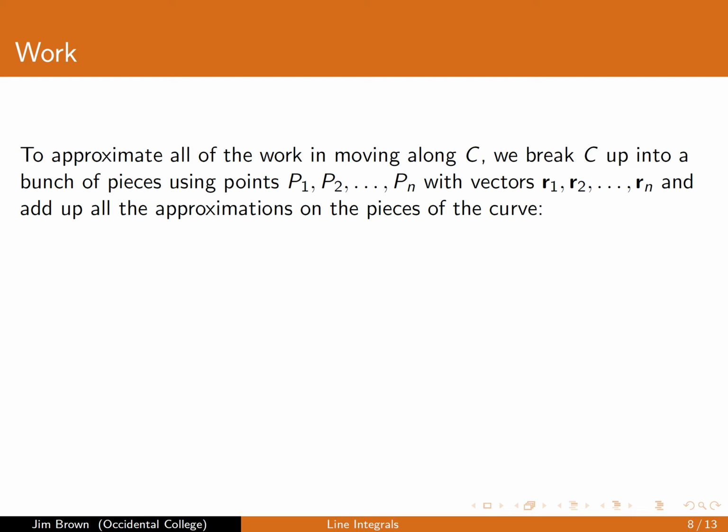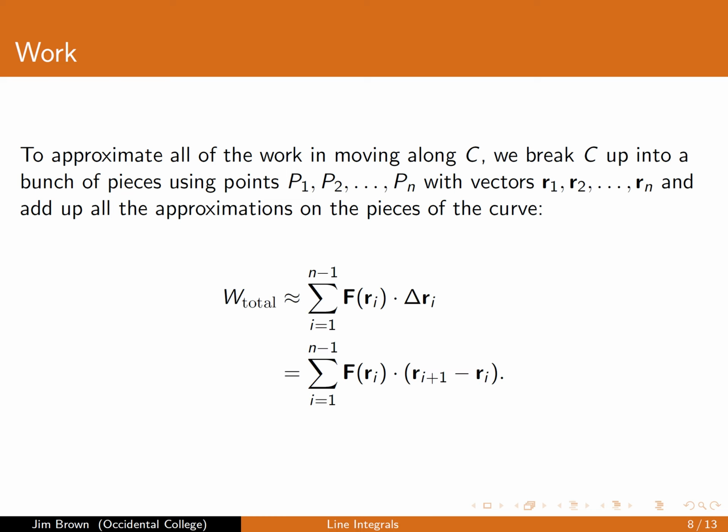Now if we want the work along the entire curve, rather than just having two points, P1 and P2, we're going to put endpoints on there that break the curve up into n different points, or n minus 1 intervals. Each of these points, P1 through Pn, will be given by a vector r1, r2, and so on. We'll do the same approximation on each of these little portions of the curve and add all of those up. So the total work should be approximately the sum of all of those approximate works.